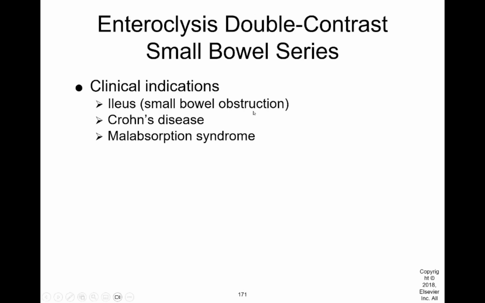So small bowel obstruction. Crohn's disease, which is an autoimmune disease, gives us a cobblestone appearance in our small intestine, and then we've got malabsorption syndrome. So any of those could be a purpose for doing an enteroclysis.